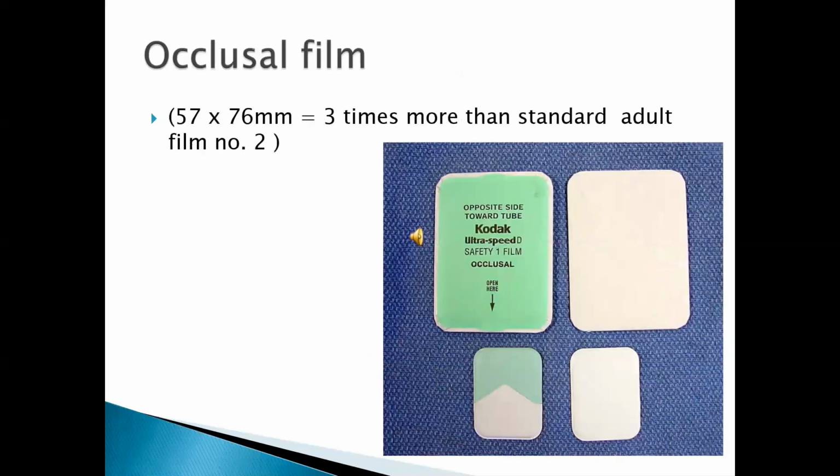Now, have a look at the size difference. In this image, the films on the lower portion are the IOP, which we have been using, and the films on the top are occlusal. The dimension is 57 by 76. Yeah, this has to be remembered from an MCQ point of view. Approximately 3 times more than the film that we use. This is because naturally we require a broader area of coverage.